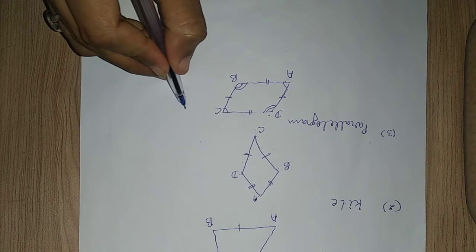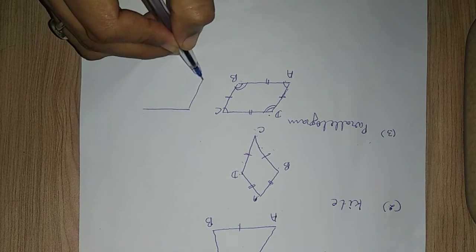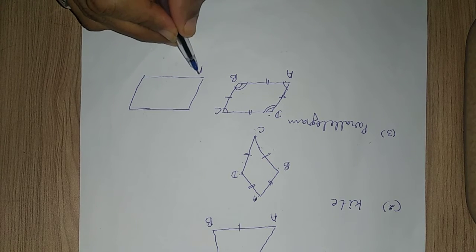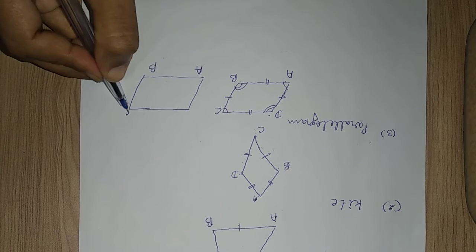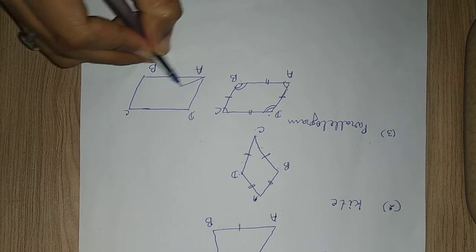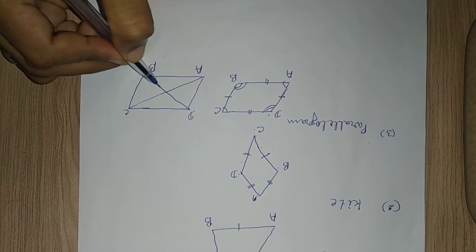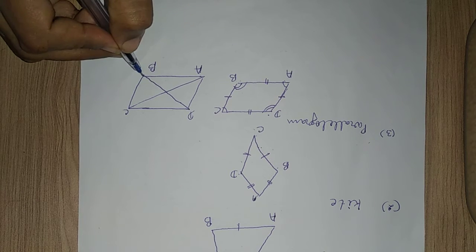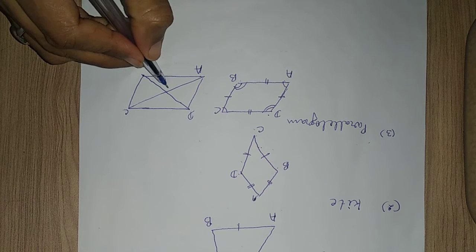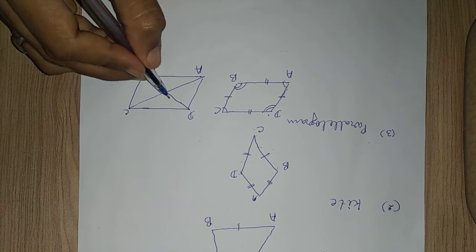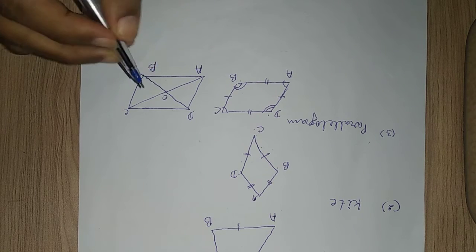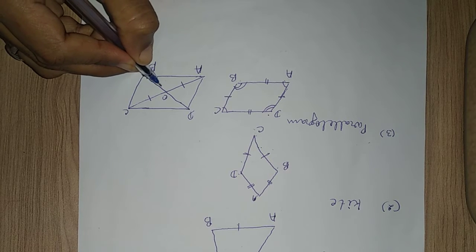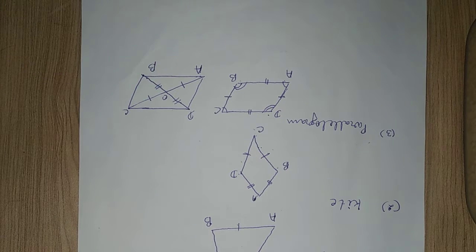About diagonals. In a parallelogram, diagonals bisect each other. ABCD is a parallelogram in which AC and BD are diagonals. These diagonals are unequal but bisect each other. That means if diagonals AC and BD bisect each other at point O, then OA is equal to OC and OB is equal to OD.